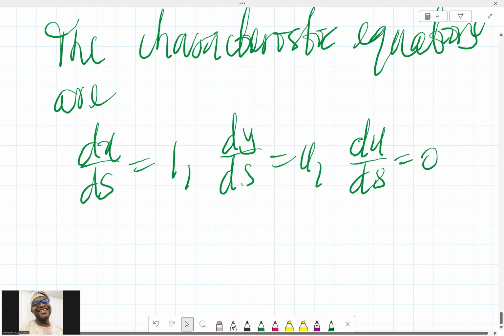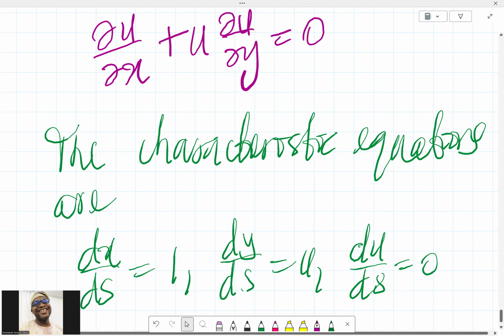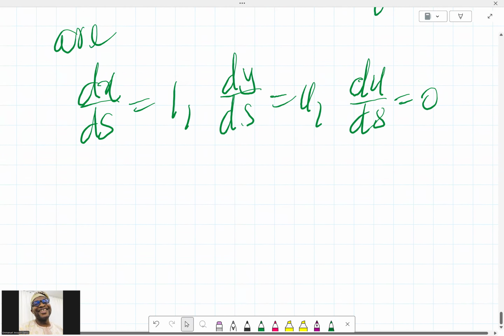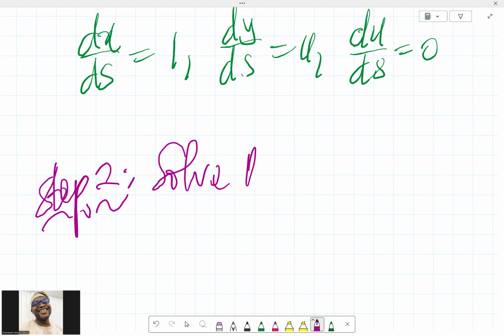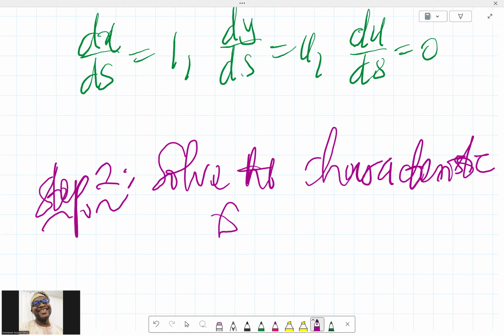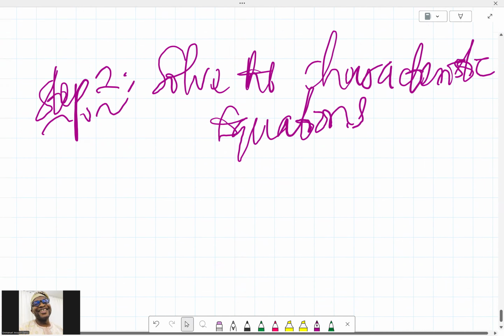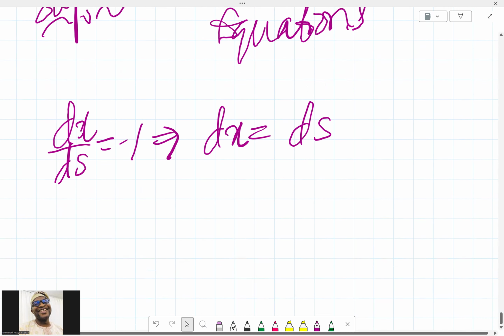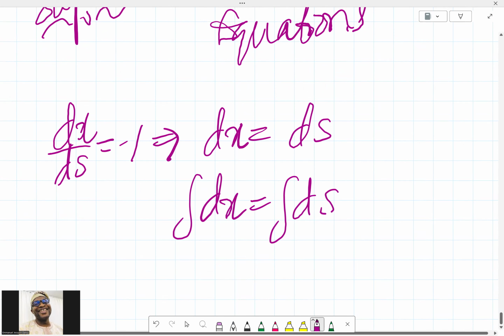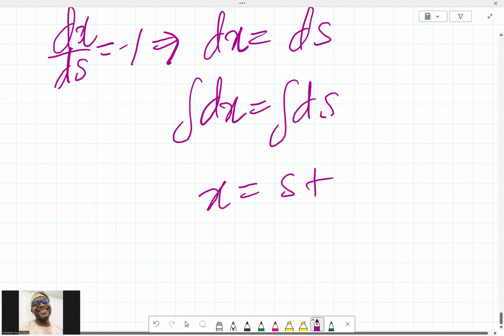So in this case, since we have written out the characteristic equations, we can go for step 2. In step 2, you solve the characteristic equations. Now, again, what do we have? dx ds equals 1, which implies that dx is equal to ds. And that means the integral of dx is equal to integral of ds. So that means x is equal to s plus a constant c1.